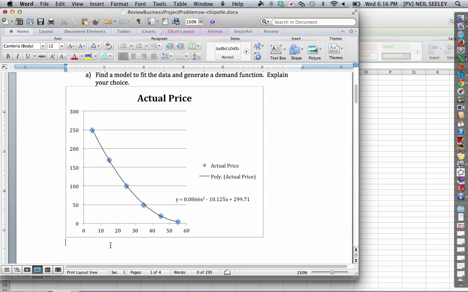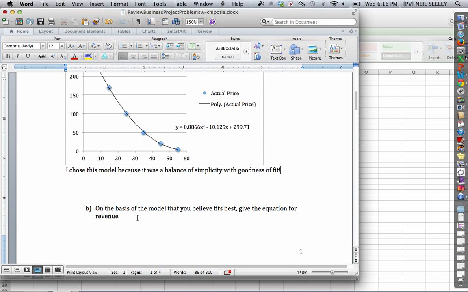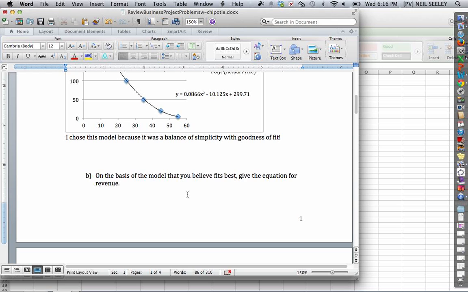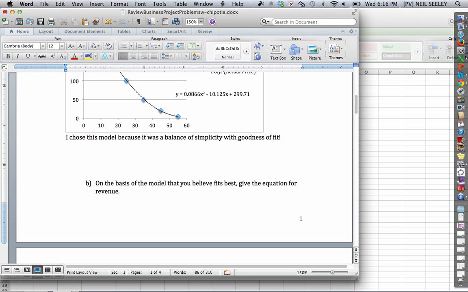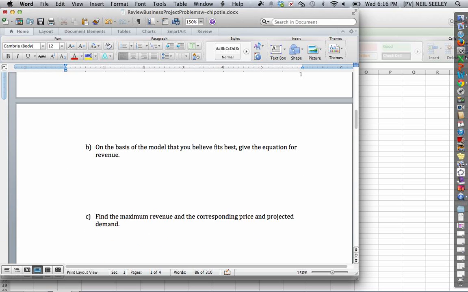And the choice that we do, as I mentioned in class, is I chose this model because it was a balance of simplicity with goodness of fit. That sounds kind of silly, but that's actually the balance: you don't want to overdo it and make it too complicated, but it's enough to get this thing right. Okay, so next, on the basis of the model you believe fits the best, which I've decided this fits the best, it says give the equation for revenue.